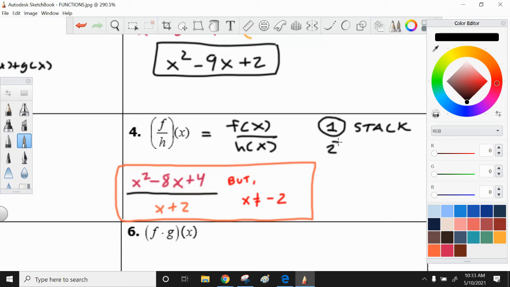Now, the first time that you see that, that seems crazy, but just a reminder, all we've done is literally put the two functions on top of each other and then set the bottom equal to 0, okay? So basically our two steps are stack, and then, but, comma, bottom not equal to 0, right? It's just like a little warning.